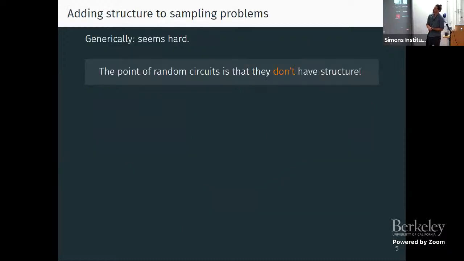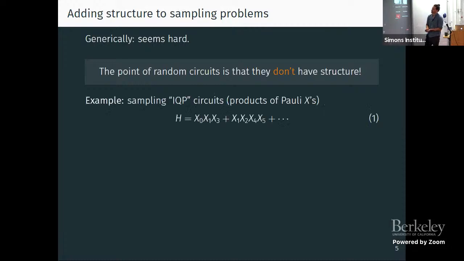Okay, good. So first I'm going to talk about this idea of adding structure to sampling problems. Generically, this idea seems pretty hard because, in some sense, the point of doing random circuit sampling or something like this is that it doesn't really have structure in it, it mixes things up really quickly. And that's why you're able to do a classically hard test in a short amount of quantum volume or something like that.